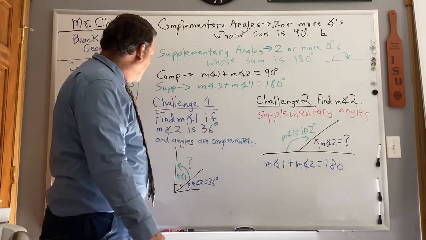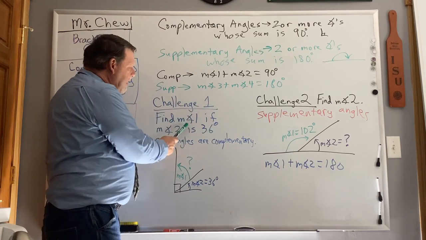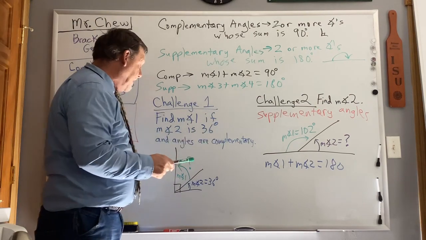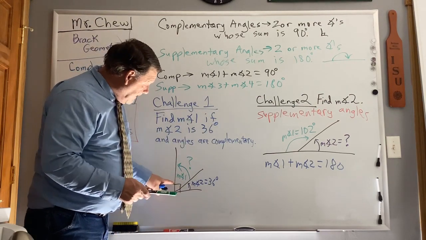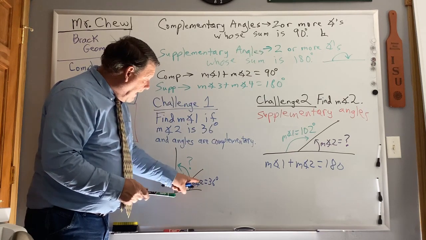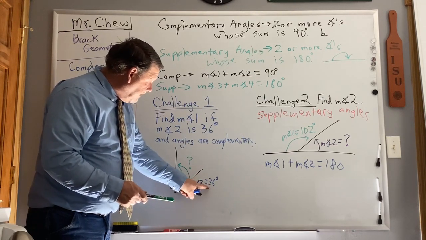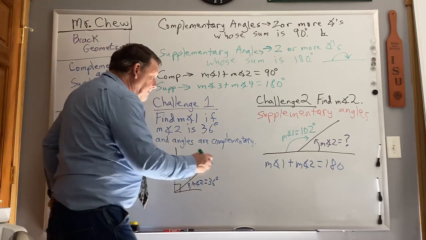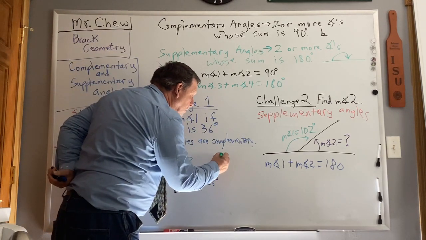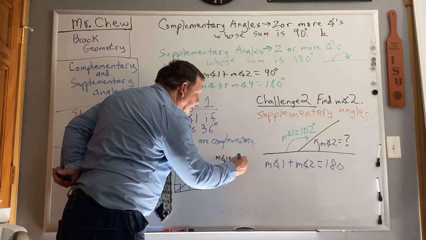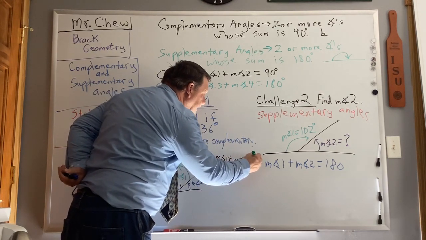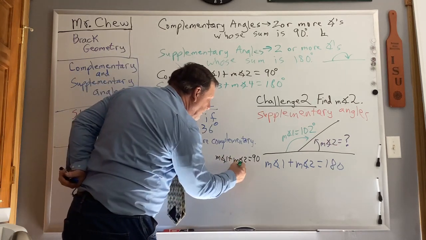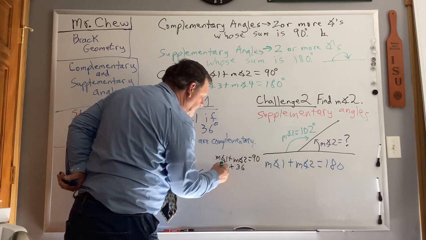So there were two challenge problems. Challenge 1 said find the measure of angle 1 if measure of angle 2 is 36 degrees and the angles are complementary. So complementary means it's got a right angle here. And I know that one of the angles is 36 and the bigger one, I don't know. So all you have to do is say, I know that the measure of angle 1 plus the measure of angle 2 equals 90. Now I use the substitution property of equality to substitute 36 in for the measure of angle 2.